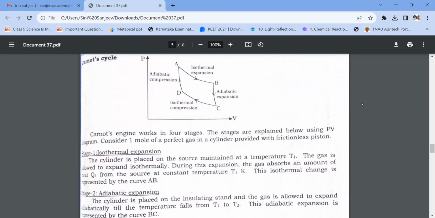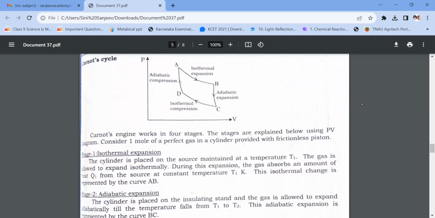Now coming to the Carnot cycle. Isothermal expansion, adiabatic expansion, then 2 stages of compression. So there are 2 stages of expansion and then 2 stages of compression. In the isothermal expansion, the source is, what is the source? I told you, the major source of heat.